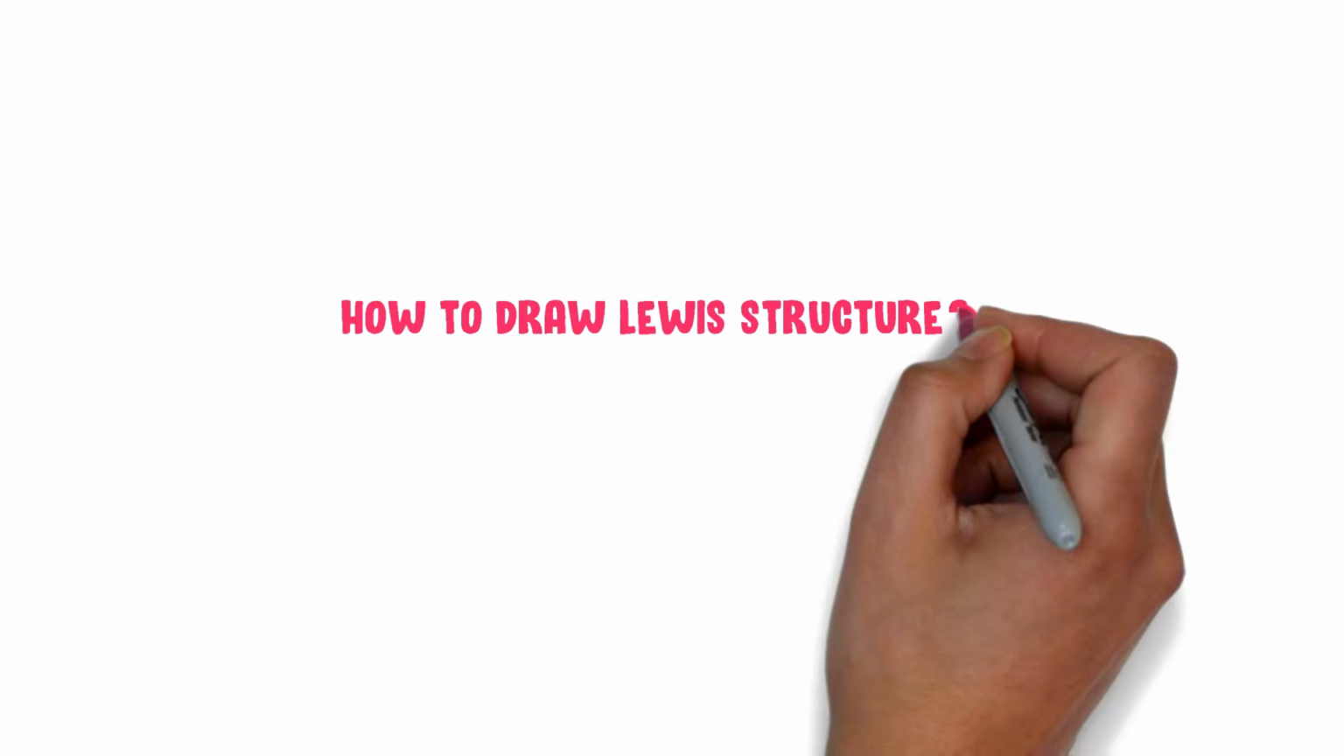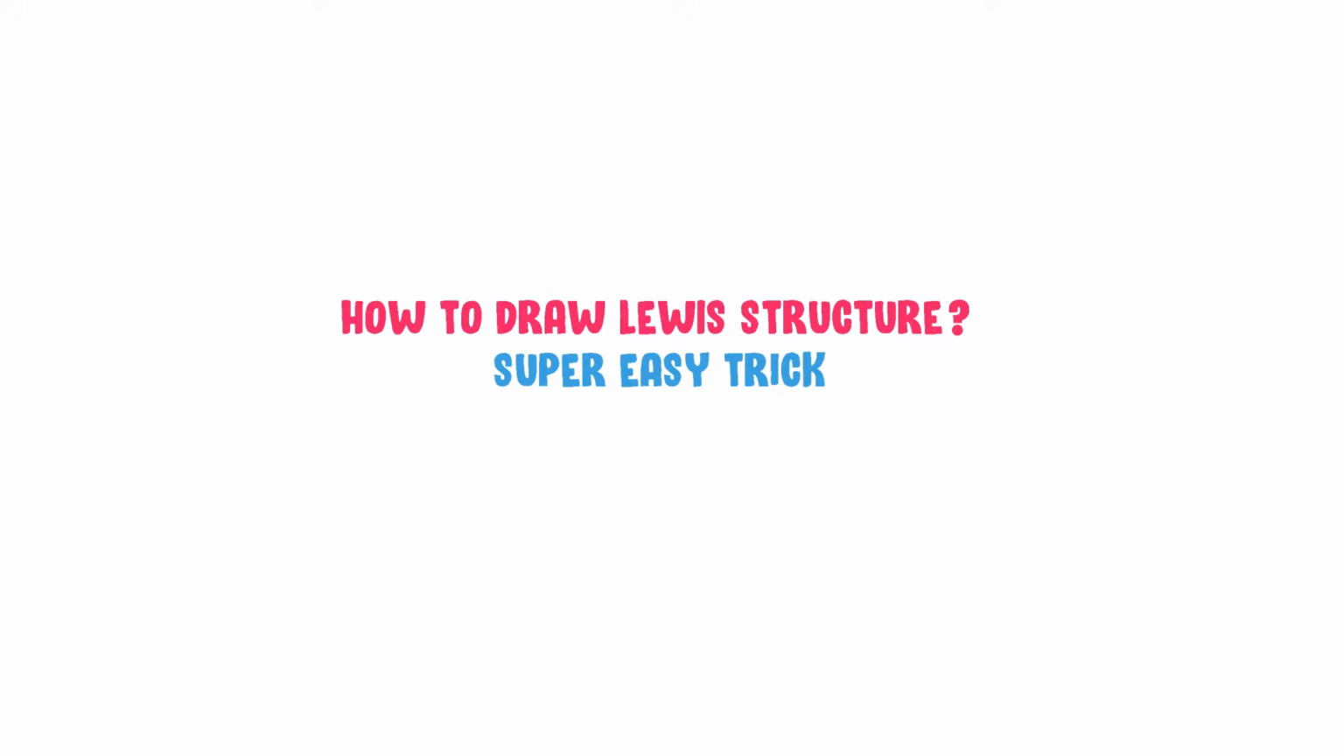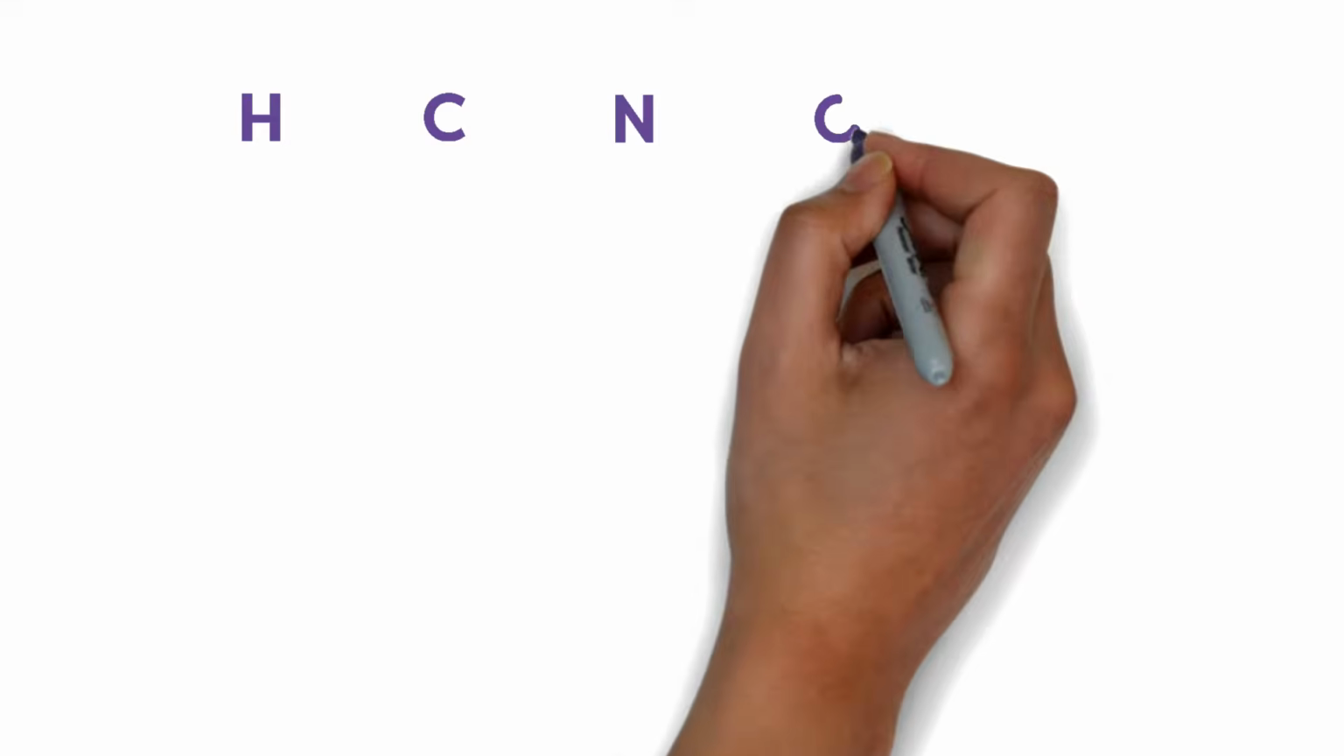How to draw a Lewis structure, and I will teach you the super easy trick of drawing Lewis structures. Firstly, let me write the common elements like hydrogen, carbon, nitrogen, oxygen and chlorine. These elements form many covalent compounds.